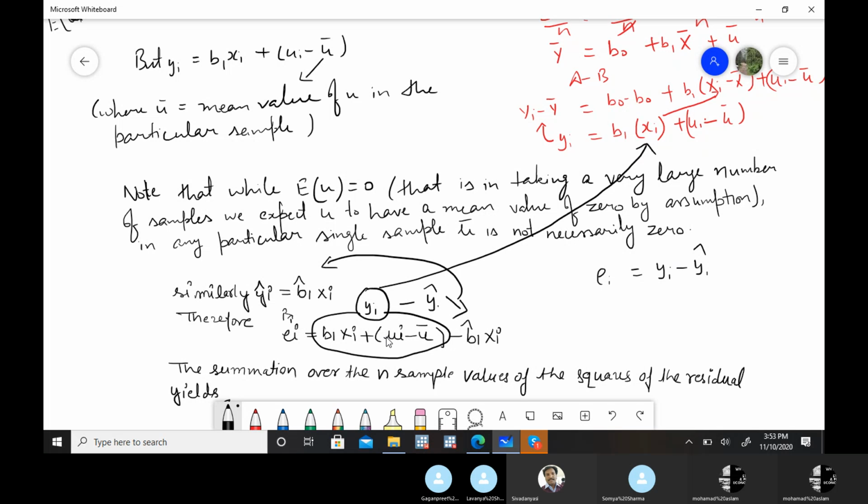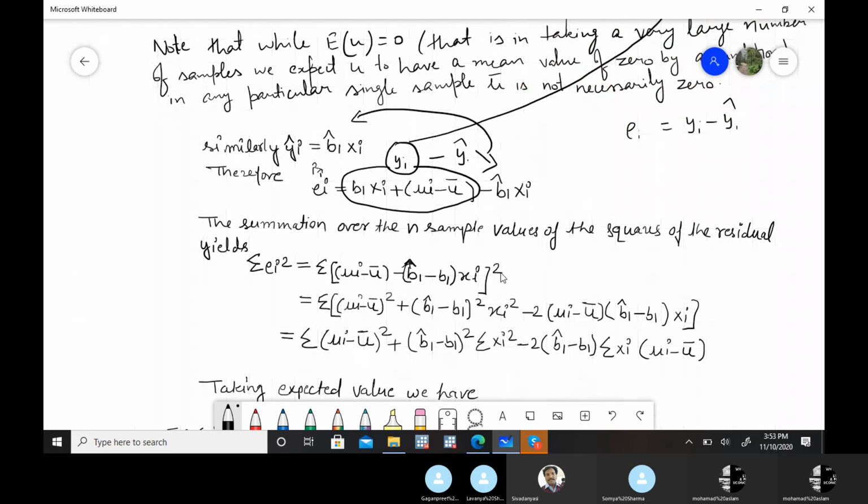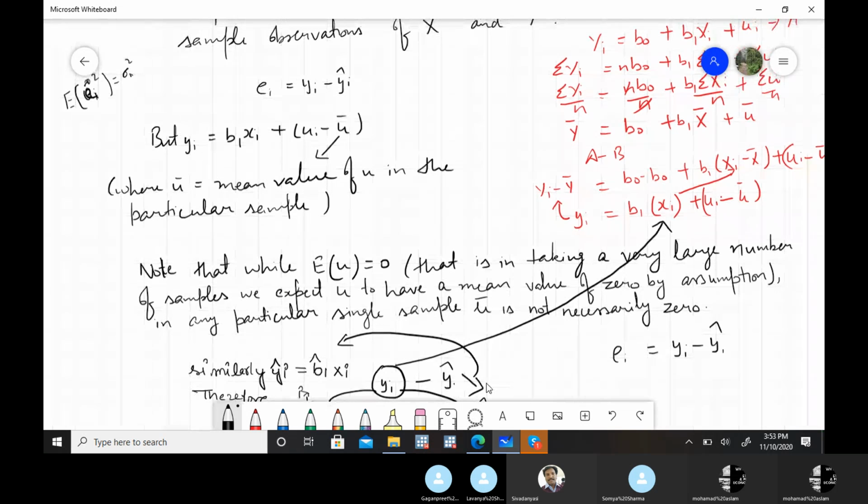Any doubt so far? This is yi minus y hat, this particular residual. You need this residual. Why? Because you have to prove that the expected value of the sample variance of the residual is equal to the residual variance of the population. That's why we need it in the form of the residual. So you can now take summation square. Why this summation and square? Just see the variance formula.